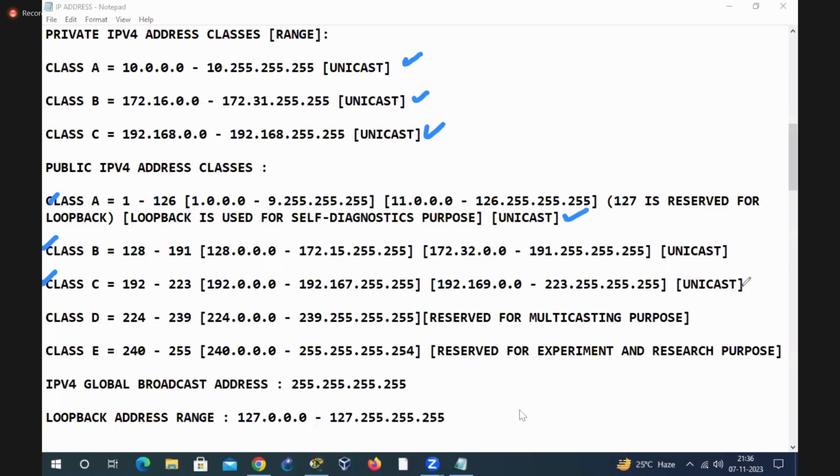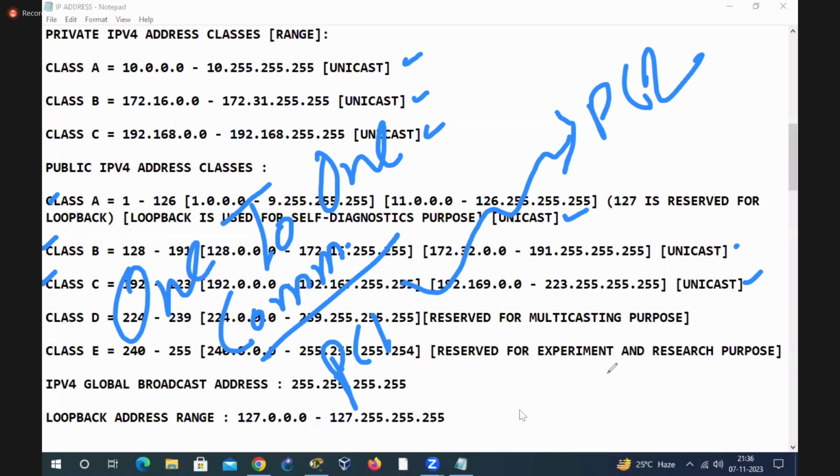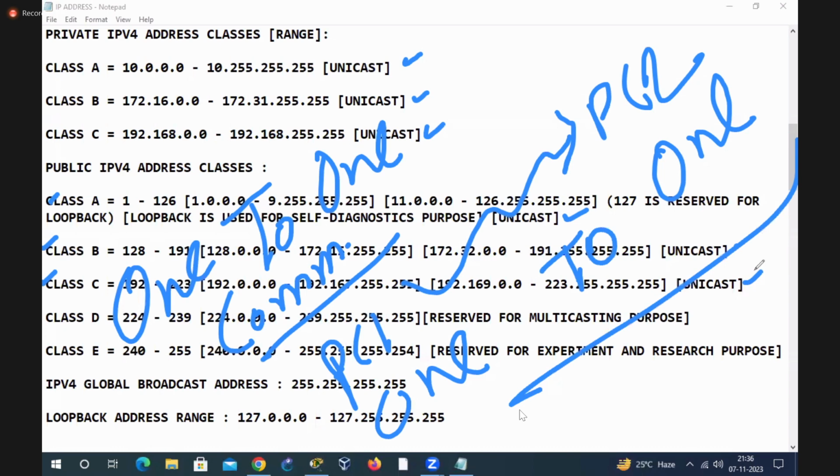And what is unicast? Unicast means one-to-one communication. That is a direct communication between two machines, like PC1 communicating directly with PC2. That is one machine communicating with another machine. This is what we call unicast. So for that purpose, these class A, B, C addresses are reserved.